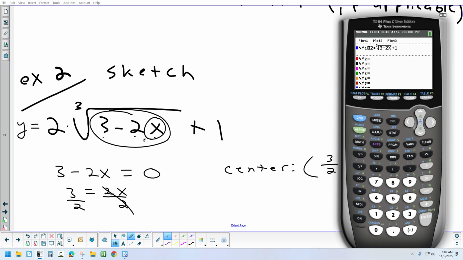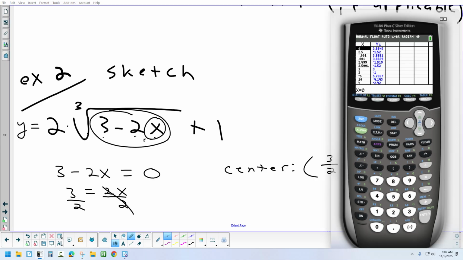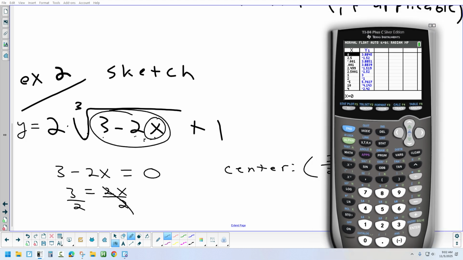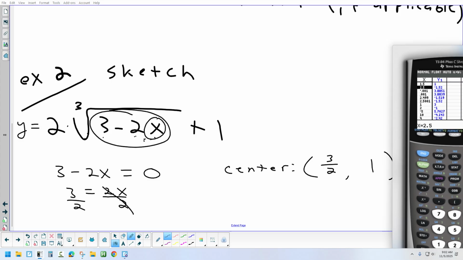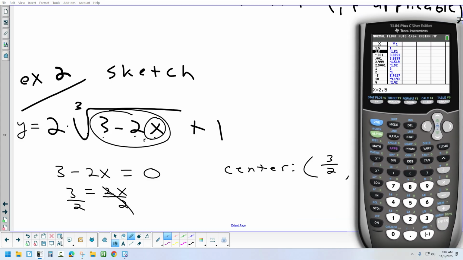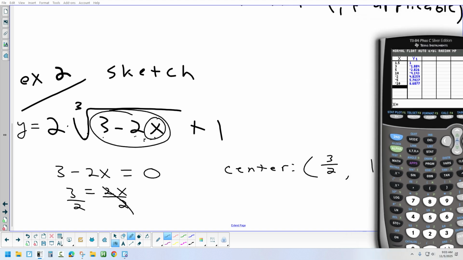So let's hit graph. Actually, no, I don't need graph. I need the table. Let's check 3/2 and make sure we got the right point. Yep, 1.51. That's the point we got. And then we want to pick a few to the left and to the right, because it's an odd root, it goes in both directions. I would do like 3, 5, 10. That's some good ones to the right. And then let's do like -2, -5, -10.